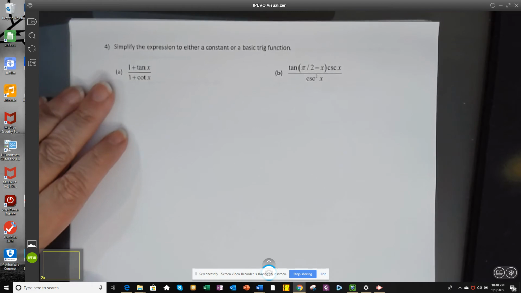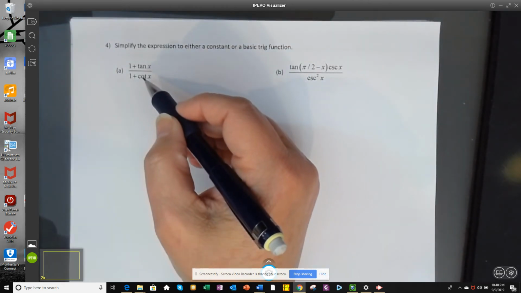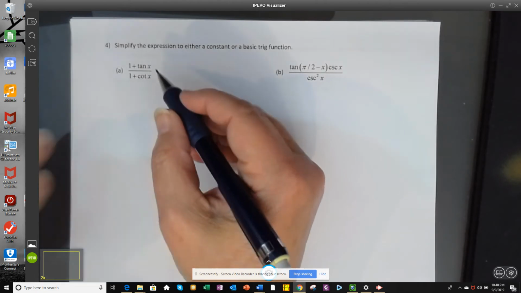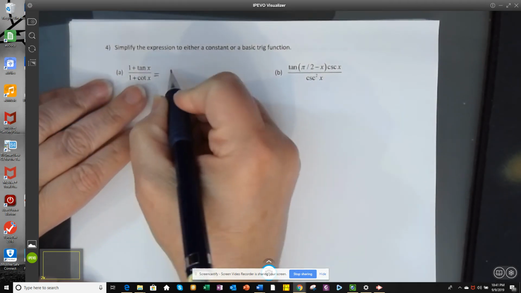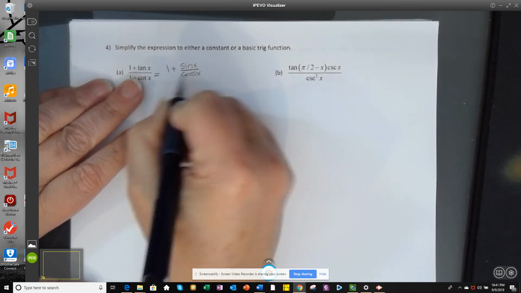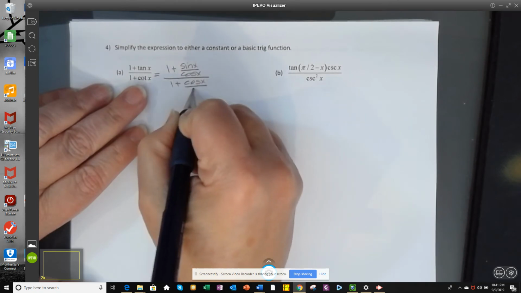Okay, now I'm not going to lie, this number 4a is pretty challenging. But what do you notice right away? Well, I noticed that we have different trig functions here, which is kind of annoying. But I know that tangent x and cotangent x are both composed of sines and cosines. So what I'm thinking I would do is change this to 1 plus sine x over cosine x over 1 plus cosine x over sine x.